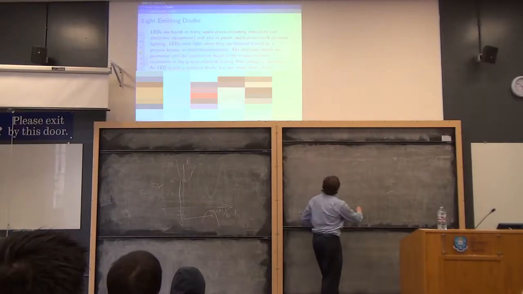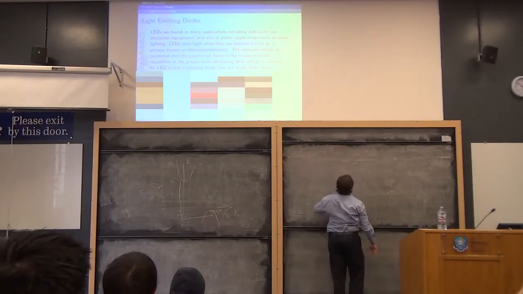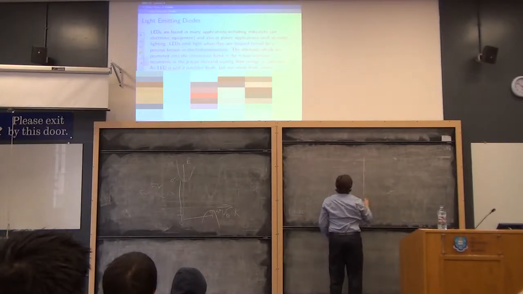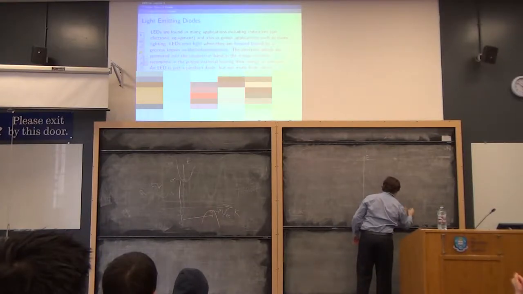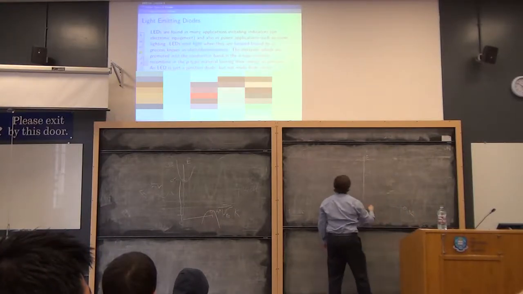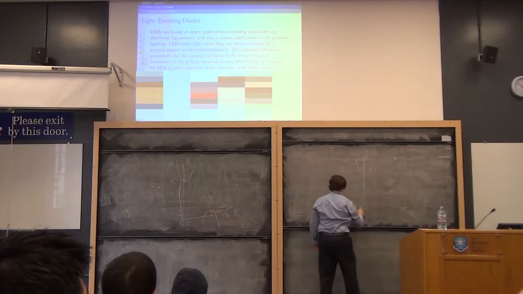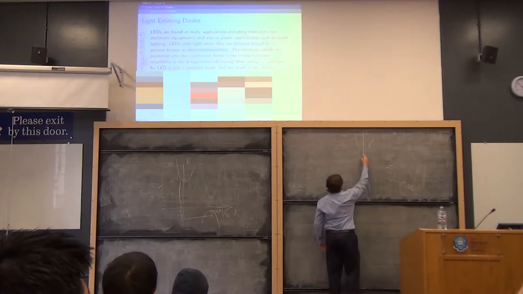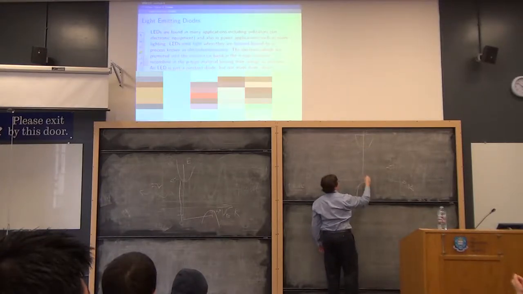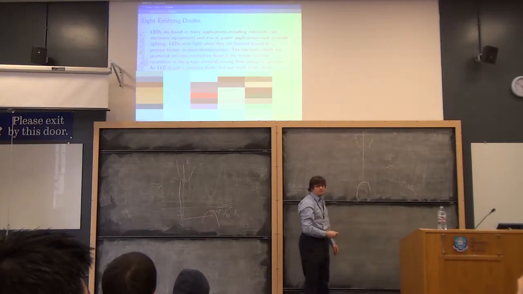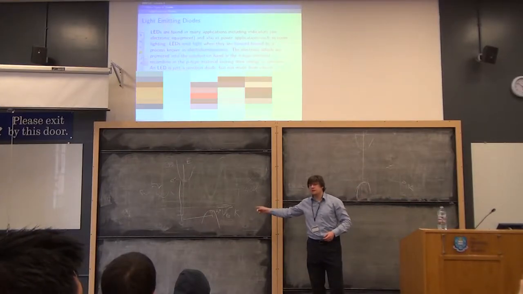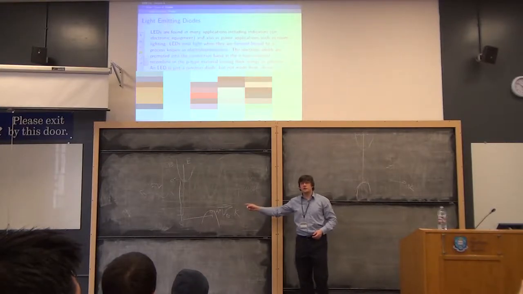For the direct band gap, we'll have energy and phase space. And we'll have something like this, and something like that. And all you need now is some electrons up here to recombine with some holes down here, and there is no change in momentum, which is much, much more likely. So this is silicon, silicon carbide, and everything which is indirect.